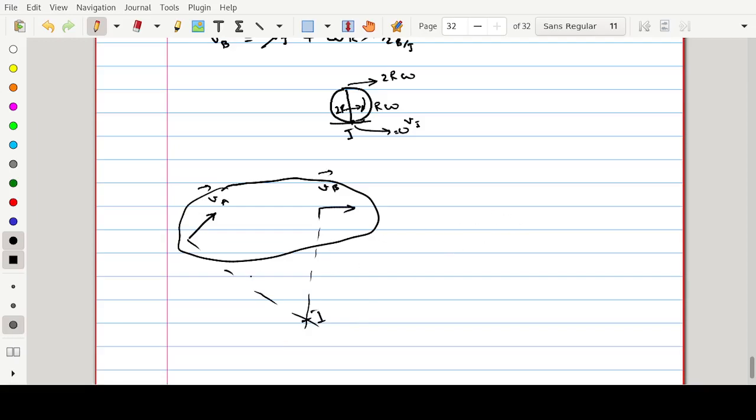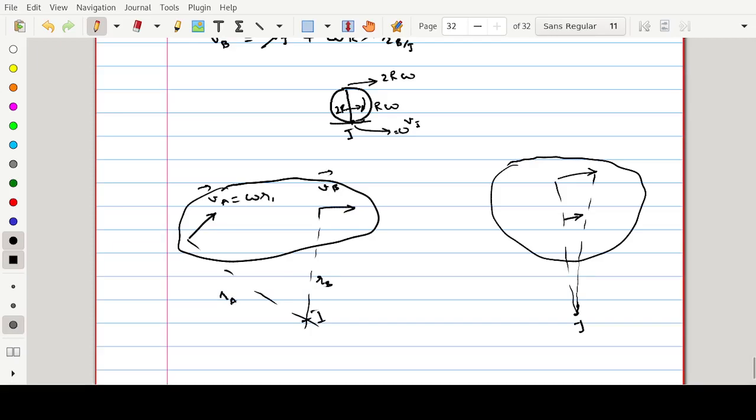Another thing is that if the velocity vectors are parallel, as in the case of the wheel example, then you can draw a triangle to find the instantaneous center. So if this is rA, this is rB, then this VA will be omega rA, this will be omega rB, and same here, this is A, this is B, so this is omega rA, omega rB.